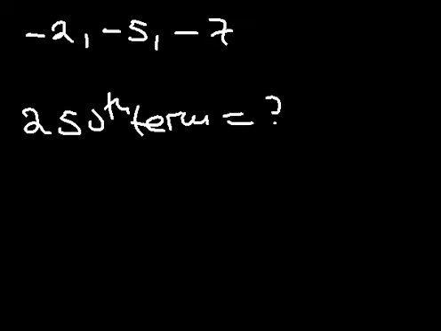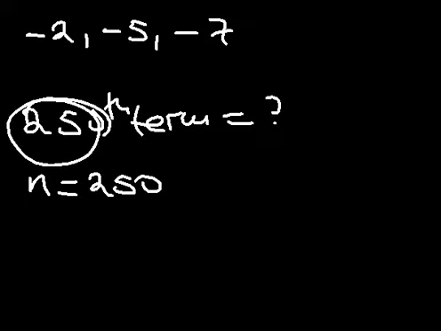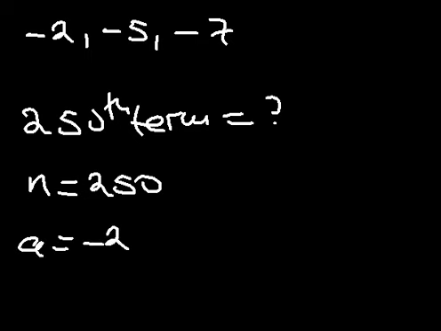So as it stands here, the number of terms is given as 250, because it shows the position in which the value has to be at, starting from 1 up to 250 as the number of terms. So what is the first term? We have it as -2. And what is the common difference? We have it as -5 minus -2, which is equal to -3. That is the common difference.